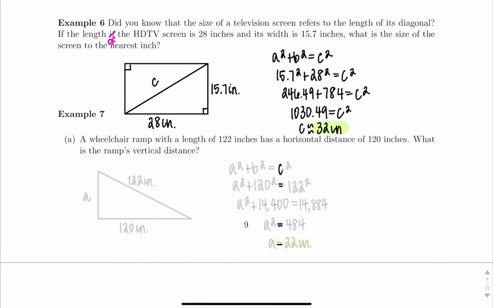And a wheelchair ramp with a length of 122 inches has a horizontal distance of 120 inches. What is the ramp's vertical distance? So let's draw a picture again. We've got our ramp, which is a right triangle. We know its length, which is the actual ramp that you would roll up or roll down, is 122 inches. So in this case, we're actually given c.